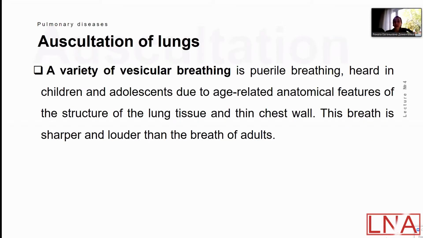And one of the varieties of vesicular breathing is puerile breathing. It has absolutely the same mechanism of formation as vesicular breathing, but is heard in children and adolescents due to age-related anatomical features of the structure of the lung tissue and a thin chest wall. This breath is sharper and louder than the breath of adults. So the same mechanism, but sharper and louder, because the chest wall is thinner and this type of breathing is better audible.